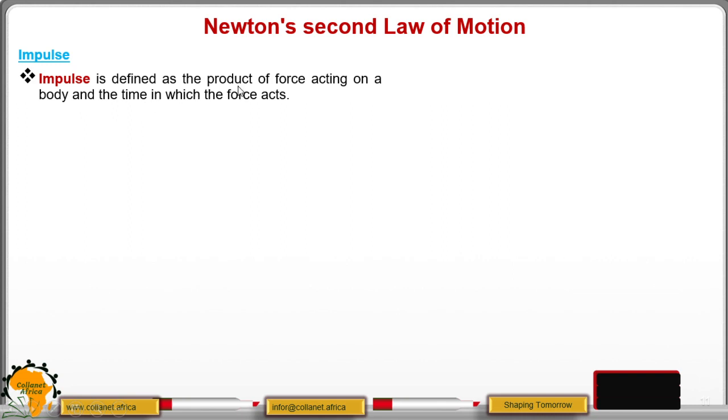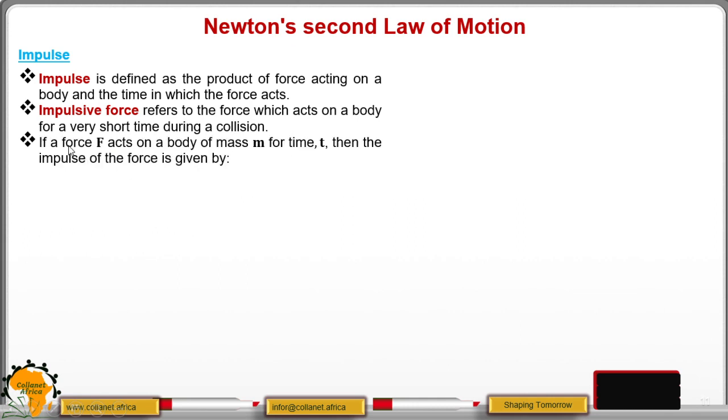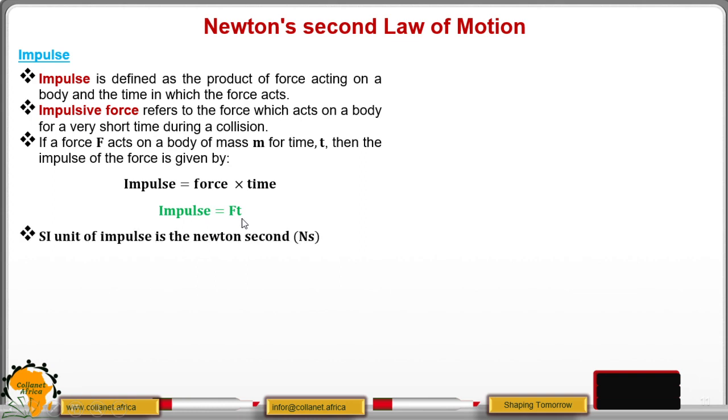From there, we move to another term, impulse. This is defined as the product of the force acting on a body and the time for which the force acts. In other words, impulse is force multiplied by time. The impulsive force refers to the force which acts on a body for a very short time during collision. So, if the force F acts on a body of mass m for a time t, then the impulse is given by F times t. You get that the impulse is Ft.